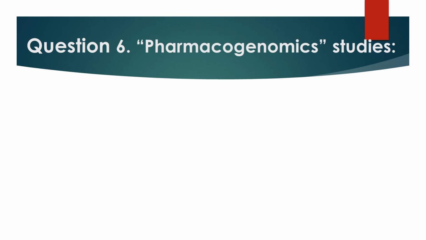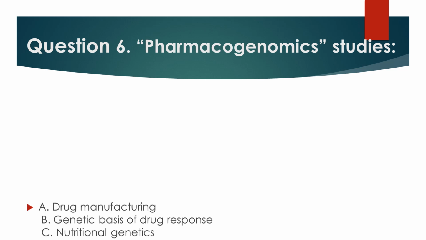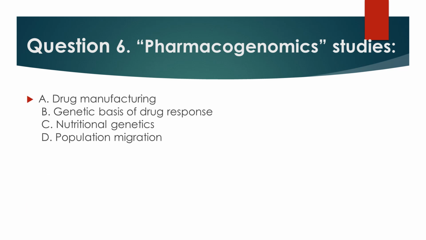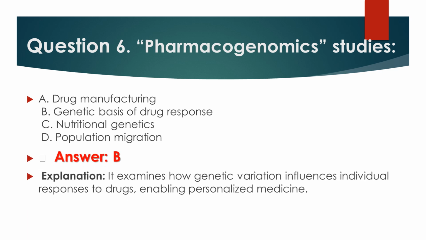Question 6. Pharmacogenomics studies A. Drug manufacturing. B. Genetic basis of drug response. C. Nutritional genetics. D. Population migration. Answer, B. Explanation. It examines how genetic variation influences individual responses to drugs, enabling personalized medicine.